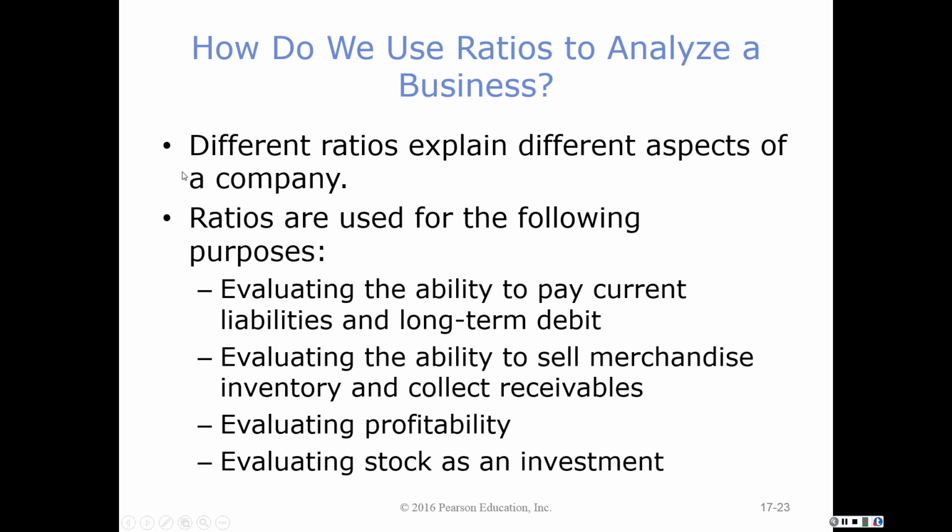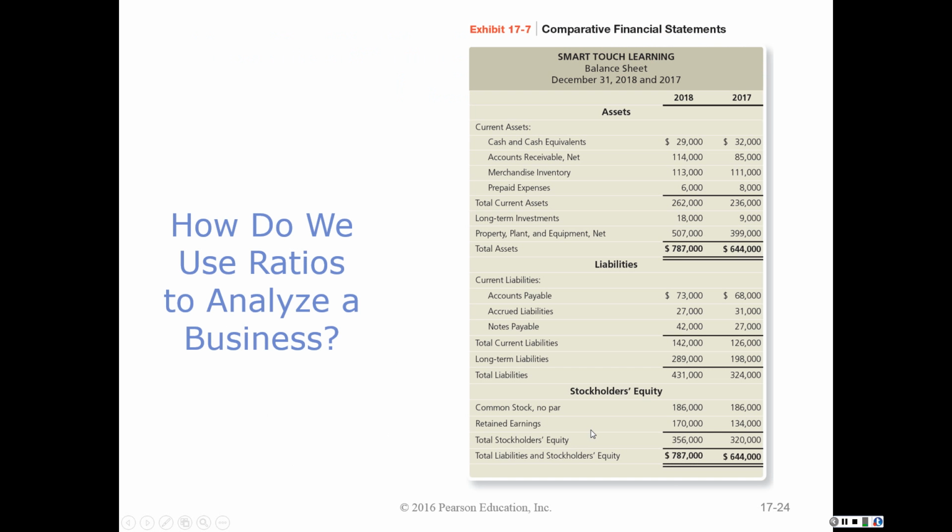So let's walk through some of the basic ratios that we have. There are some different categories of ratios. We'll look at the ratios that we use to determine how to pay current liabilities and long-term debt. We'll look at how well we're moving our inventory and collecting our receivables. We'll look at profitability and investment ratios.